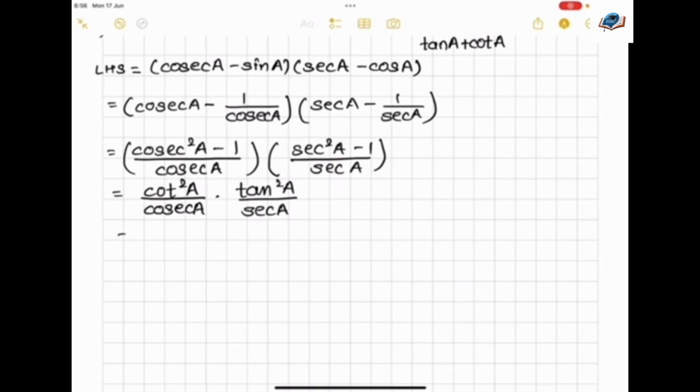So that will be equal to now cot square A upon cosec A into tan square A upon sec A. So now cot square A I am converting, cosec A I am converting to sine. So sin A upon tan square A, cot I have converted to tan, into tan square A into cos A. So tan square A got cancelled. So sin A into cos A.